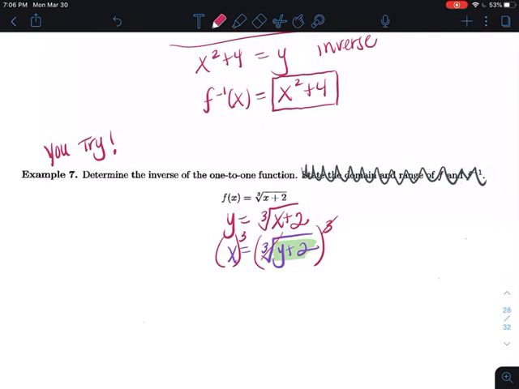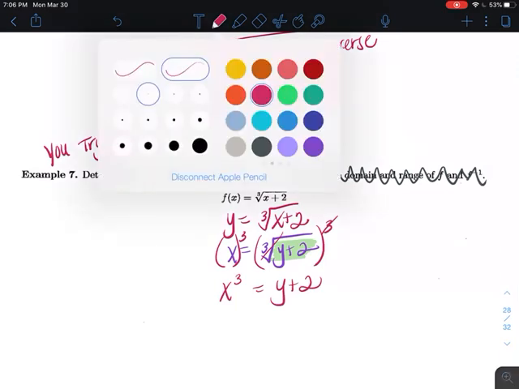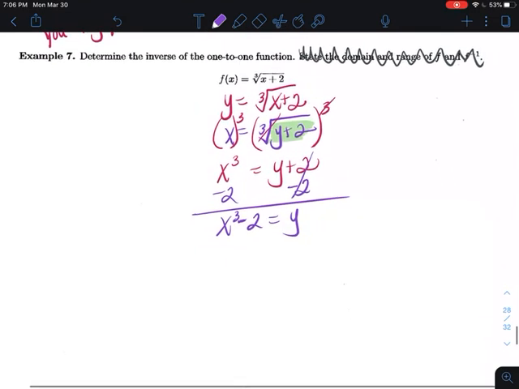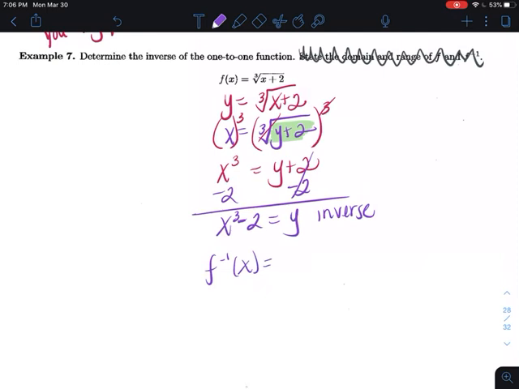So the cube root and cube cancels out. So this is x to the third equals y plus 2. To get y by itself, I'm going to subtract 2 from both sides. So this is x cubed minus 2 equals y. And that is your inverse. Your inverse is x cubed minus 2. So the way that you should write it is f to the negative 1 of x equals x cubed minus 2. This is your inverse.